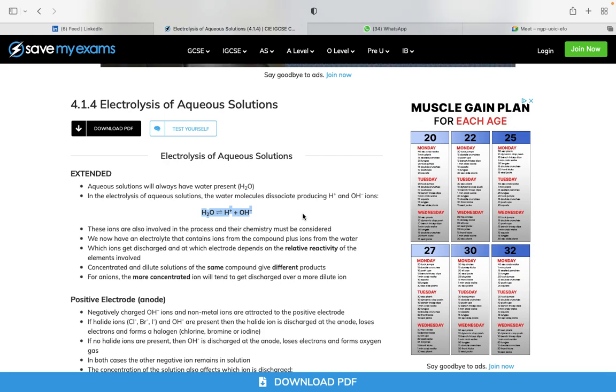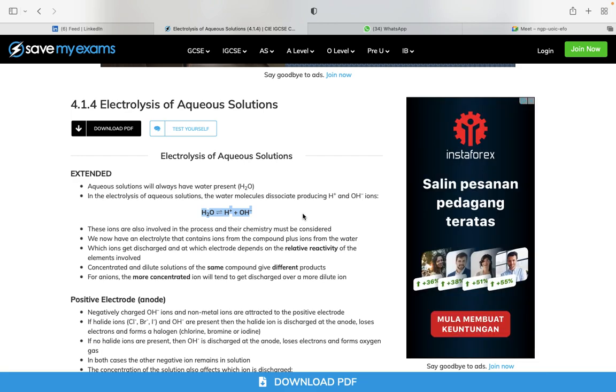Just like in the electrolysis of brine, we say the hydrogen, the H plus, will move to the cathode, but the chlorine from the sodium chloride will move to the anode. So when we're doing electrolysis, we must consider this aqueous or dilute case, meaning there's presence of water. So we now have an electrolyte that contains ions from the compound plus ions from the water.